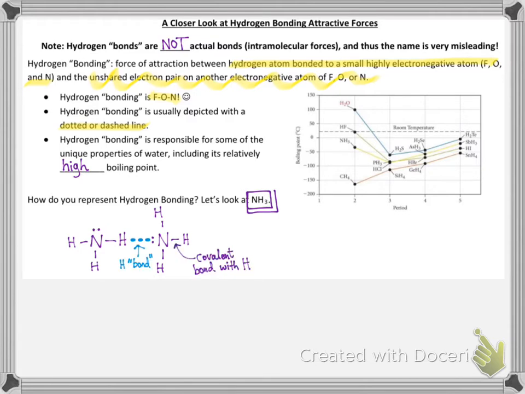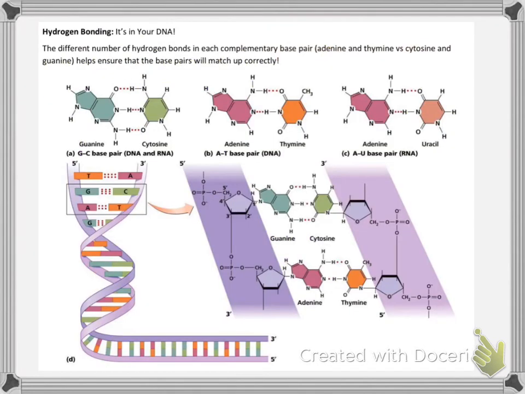I can think of many questions over the years that have shown up on the AP test where they give you a picture like this and ask you to identify which one's the hydrogen bond. It's not the covalent bond. Okay, it turns out hydrogen bonding, just like water, is actually essential to life in different ways. It's essential to life because it's what holds together your two strands of DNA.